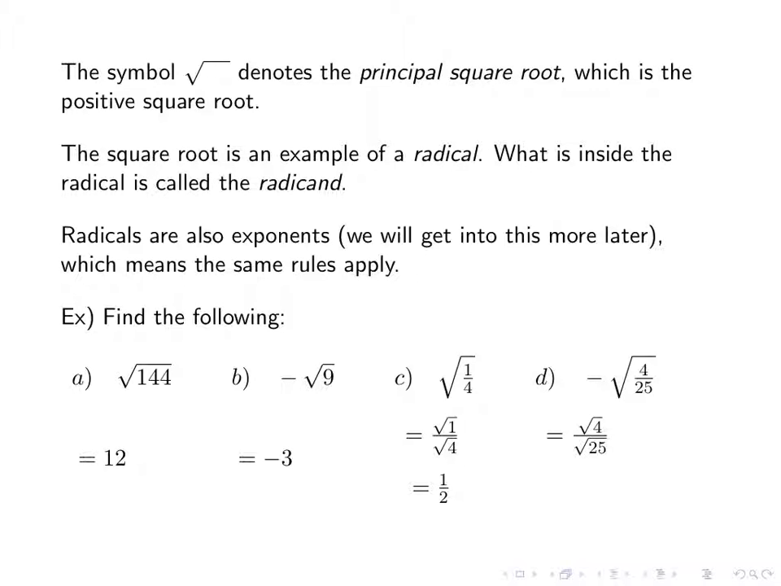For D, again, we can split up the radical sign across division. The square root of 4 over 25 is the square root of 4 over the square root of 25. I forgot the negative sign in the middle, but that's okay. It should have been negative root 4 over root 25. Either way, the square root of 4 is 2, and the square root of 25 is 5. So the answer is negative 2 over 5.